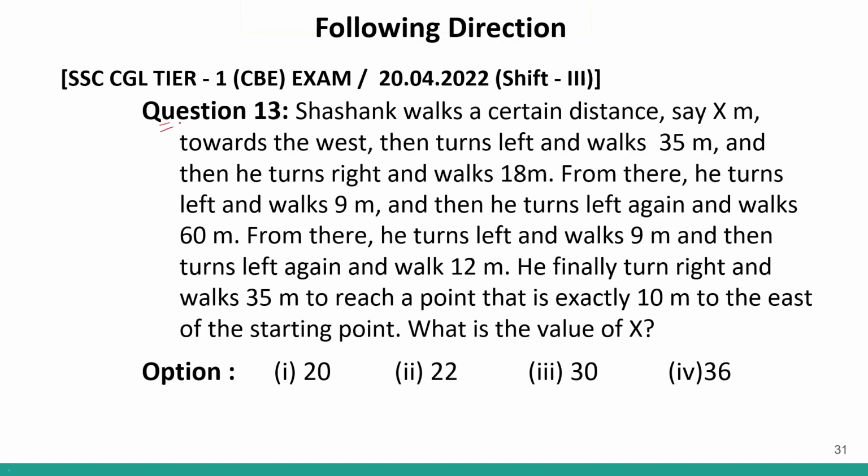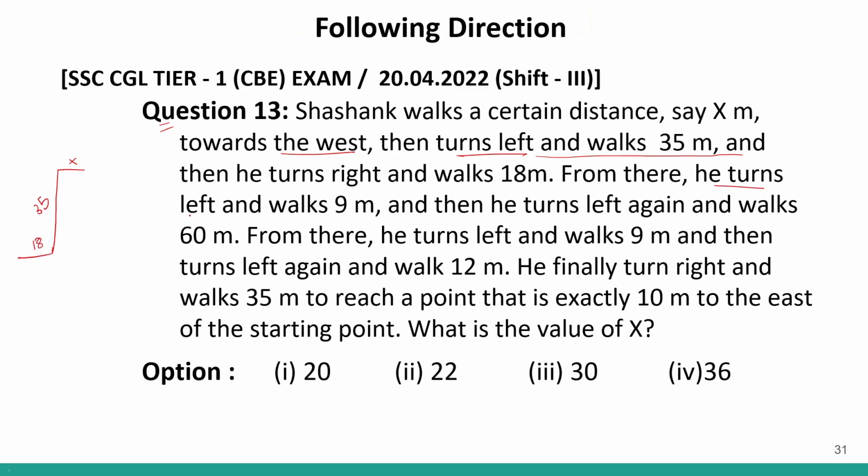Okay. Now let us look at question number 13. Shashank walks a certain distance, say x meters, towards the west. So the distance is not known to us. Let's say this is the starting point. Then he turns left, so left will be in this direction, and walks 35 meters. Then he turns right and walks 18 meters. So right will be this direction, 18 meters.